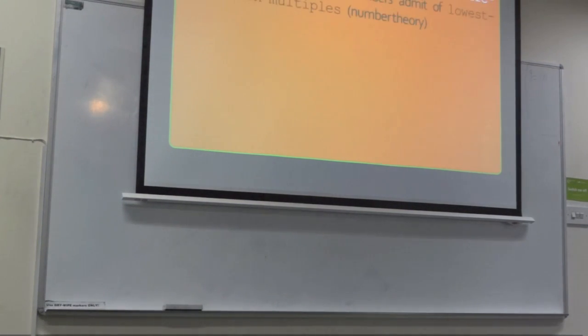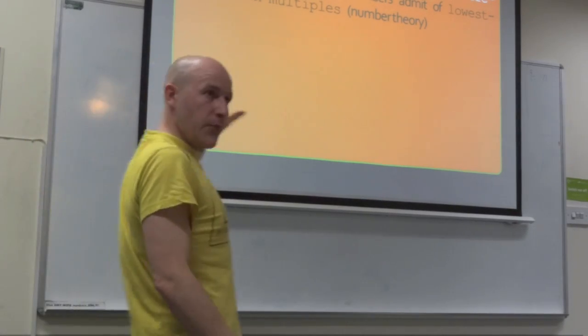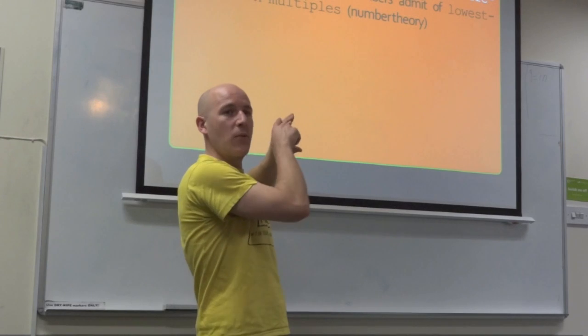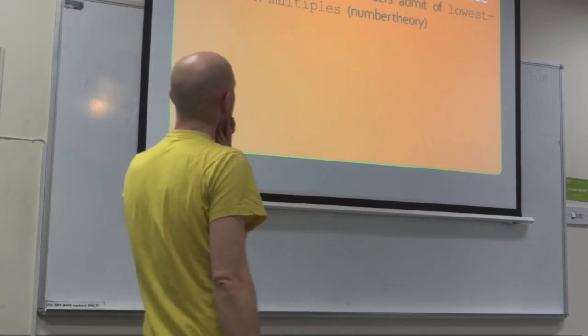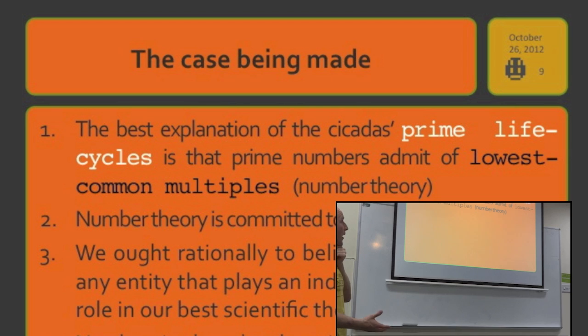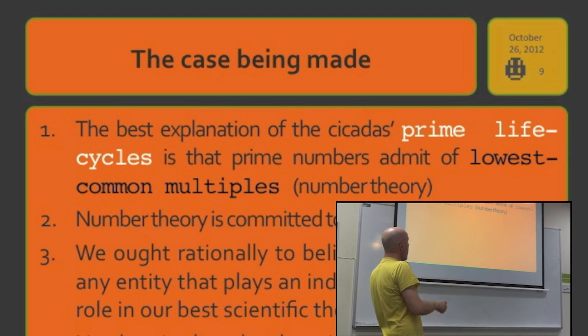Okay. So let me try and really formalise, so I'm just going to swap in words into the new indispensability argument, right? The best explanation of cicadas' prime life cycles is that prime numbers admit of some lowest common multiples. There's a claim about numbers, right?